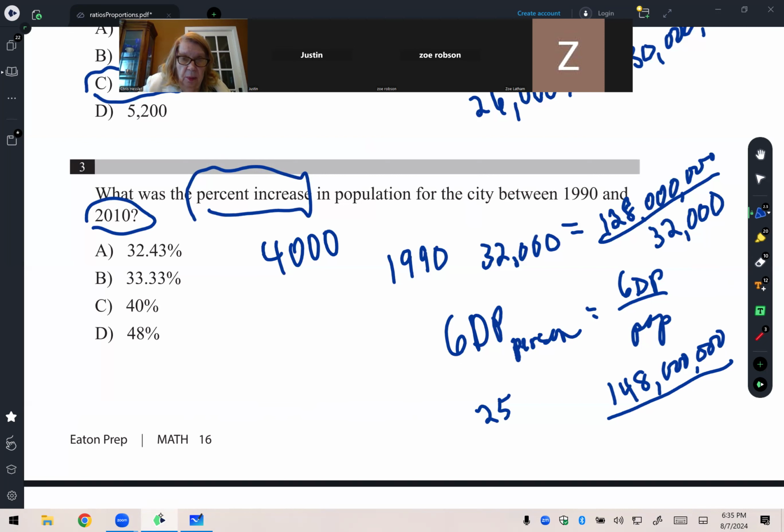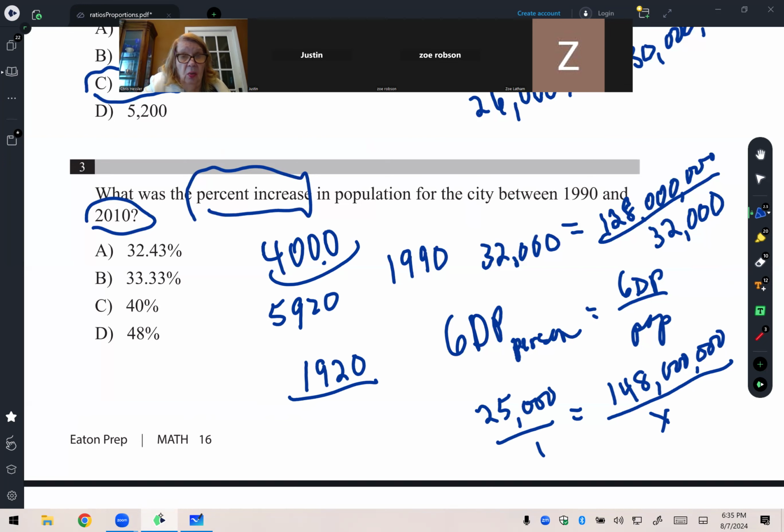So we're trying to get the number of people. You take the GDP divided by the GDP per capita and you just get the capita, the people. So I'll tell you what it is. It's going to be 5920. So now I take the amount of the increase, which is 1920, over the original, which was my 4,000, and I'm gonna get 40%.